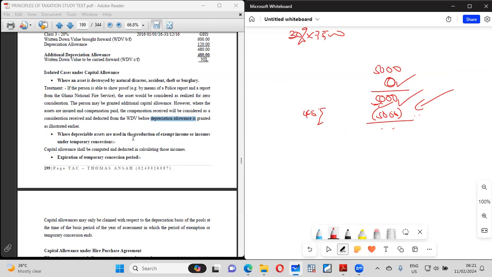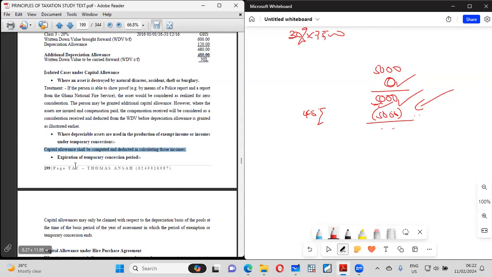Where a depreciable asset is used in the production of an exempt income or incomes under temporary concession, capital allowance shall be computed and deducted in calculating those incomes. You know that people are having concessions, some of them like the free zone. Capital allowance will still be calculated and deducted in calculating those incomes. So the government will know that, yes, you've taken the capital allowance in the respective years. All right. So that is that.